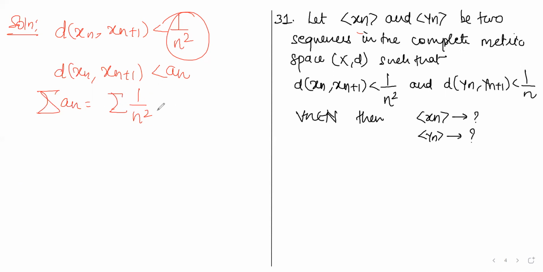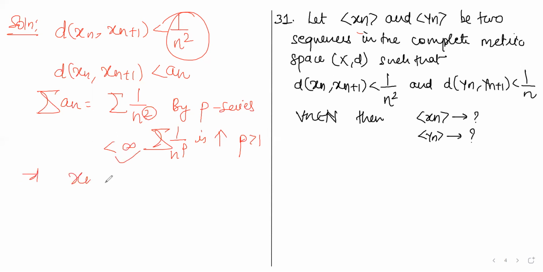So 1 upon n square. By the p-series test, it is convergent, because we know that the series 1 upon n power p is convergent if p is greater than 1. Here p is 2. This implies the series is convergent, so we can conclude that xn is convergent.